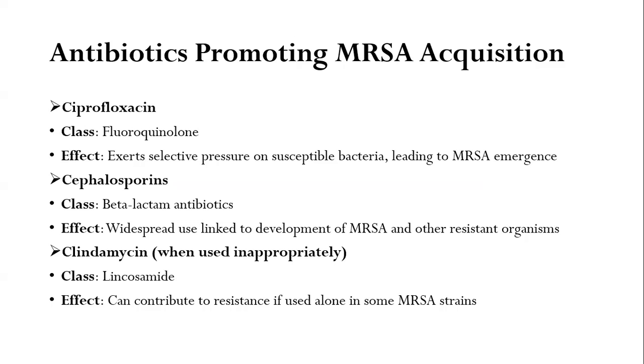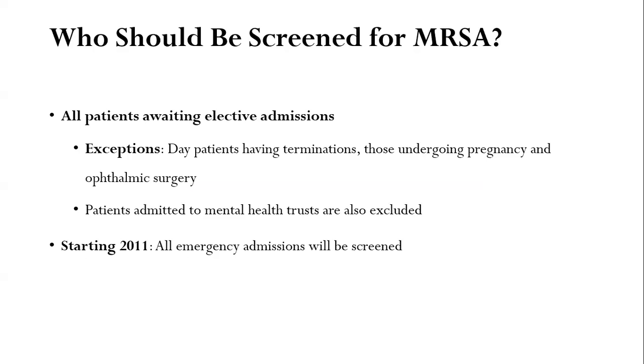Now, who should be screened for MRSA infections? All patients awaiting elective admission should be screened for MRSA infections. Exceptions are only day patients who are having terminations of pregnancy and those undergoing ophthalmic surgery. Otherwise, every patient who is awaiting elective admission should undergo MRSA screening. And patients admitted to mental health trust are also excluded from MRSA screening. From 2011 onwards, the guidelines mentioned that all emergency admissions should also be screened for MRSA infections.